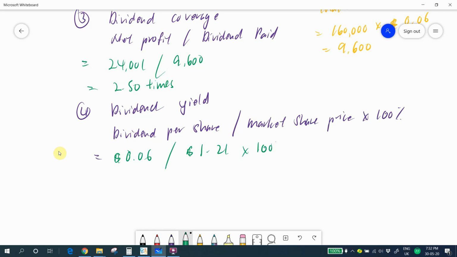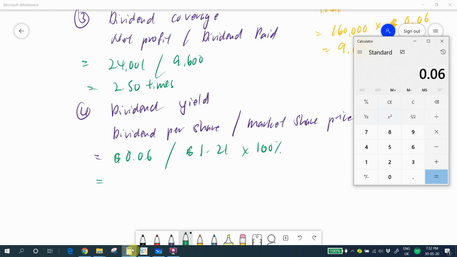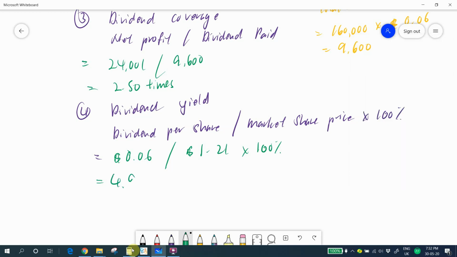And we have to convert our earnings into a percentage: 0.06 divided by 1.21 times 100. So we get 4.96%. So meaning that if you invest in this company at the market share price 1.21, because this is the amount that you paid to get the share from the market, and we assume that every year the company can give you a 6 cent dividend, your annual profit from the dividend is 4.96% of your investment.